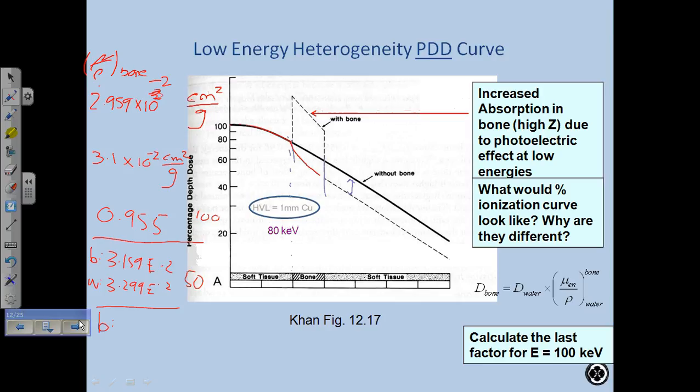What's 30? 30 is 2.994 times 10 to the negative 2. Is this bone? For bone, yeah. And 2.966 times 10 to the negative 2, so this is water. That's where the bone starts getting higher. And then as you go even lower, it's going to get even higher. And that's because of the photoelectric effect. Okay.